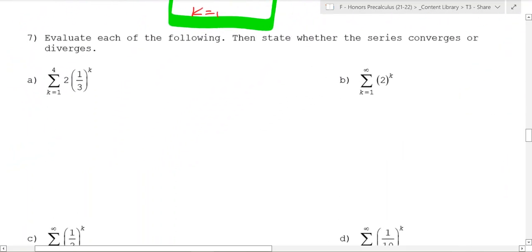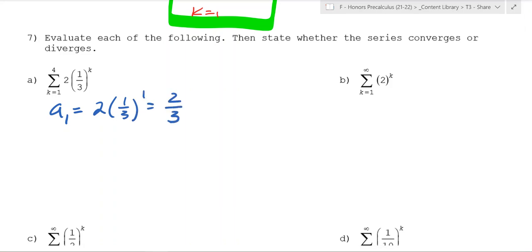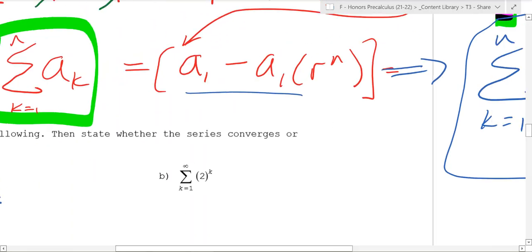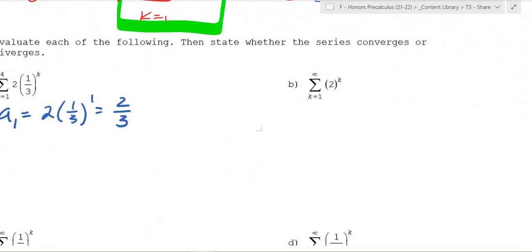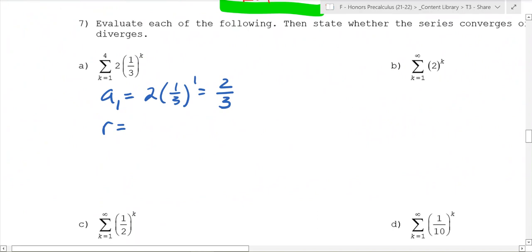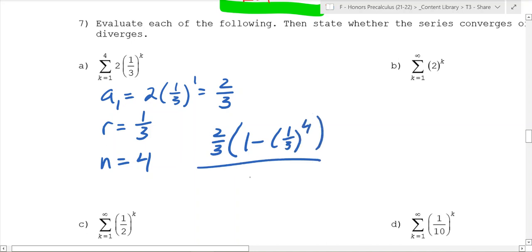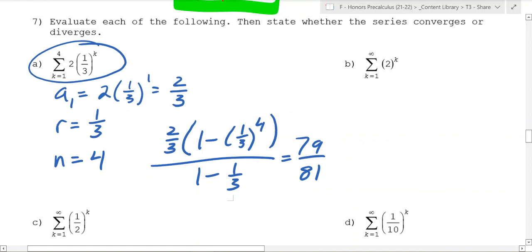They go to n terms. So what that means when we do these examples is we try to figure out what's the first term. When you plug 1 in, you get 2 times 1 over 3 to the first, so you end up with 2/3. Then look back at the formula, you have 1 minus r to the n, so we need r. The r in this case, every time k goes up by 1, is 1/3, and n is the number of terms, so it's 1 to 4, so there are 4 terms. So the sum is going to be 2/3 times 1 minus 1/3 to the 4th power, all over 1 minus 1/3. This is just fractions, but when you do this, you end up with 79 over 81. This does converge. When you add these 4 terms together, you get 79 over 81.